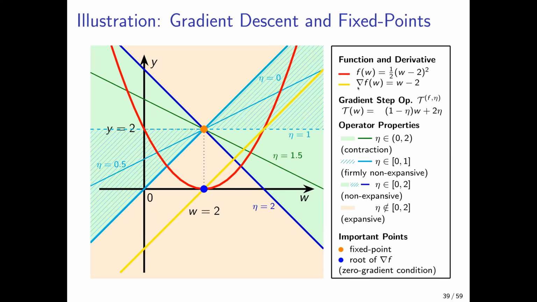We can also compute the derivative, which is then here just w − 2. So once again, of course, we can just read off the root here, which is the minimizer. So all of this is very simple. But the idea is really to illustrate this gradient step operator and how it is parameterized by the step size or learning rate eta.